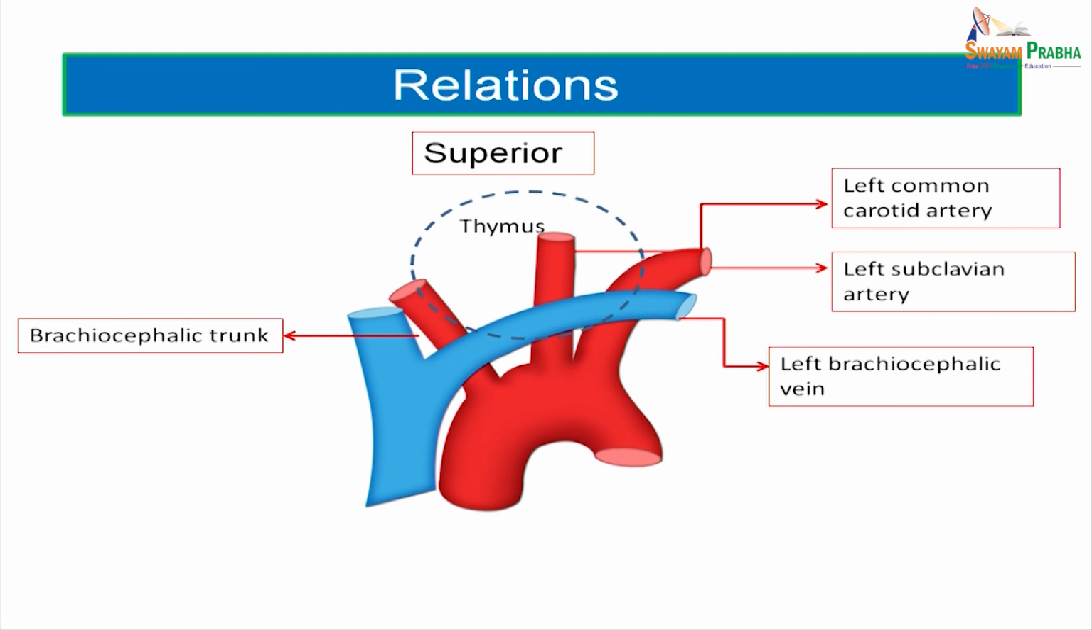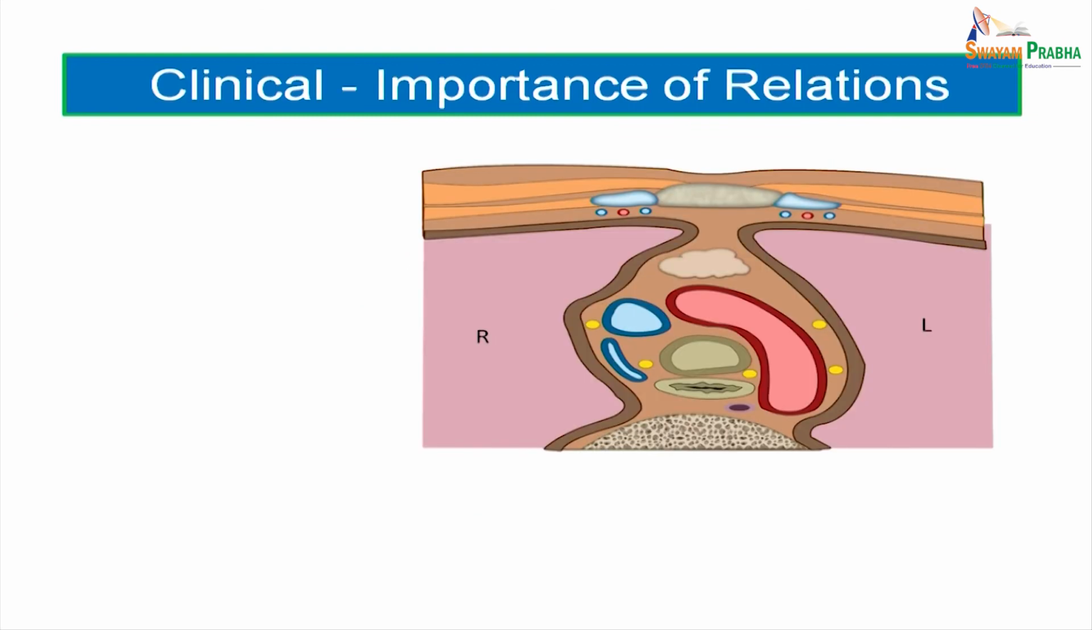Okay. So, these are the superior relations. To mention a few, that is the three branches, the left brachiocephalic vein and variable extent of the thymus, and the crossing over of the phrenic and the left vagus, which of course cannot be seen in the picture. So, this is about the relations. So, what is the importance of having these relations?